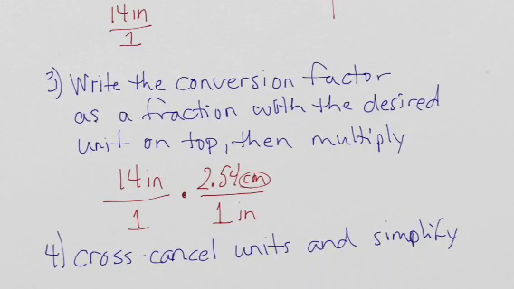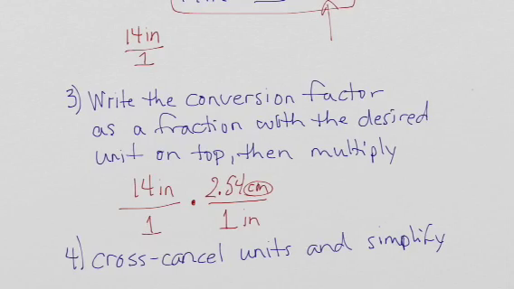So the next step is to cross cancel the units. This is the reason we wanted inches to be in the top and in the bottom here. They will cancel out and we'll have no more inches. And then we'll simplify. So across the numerator, we're going to multiply 14 times 2.54, and that will give us 35.56. And yes, I absolutely used a calculator.